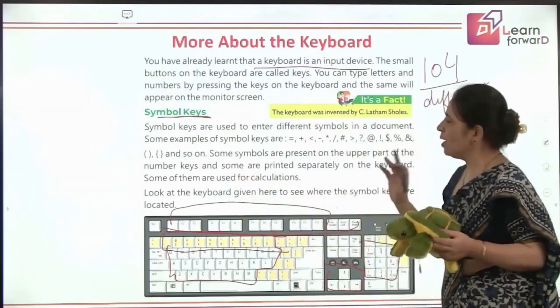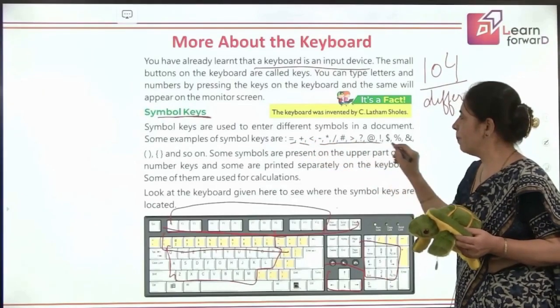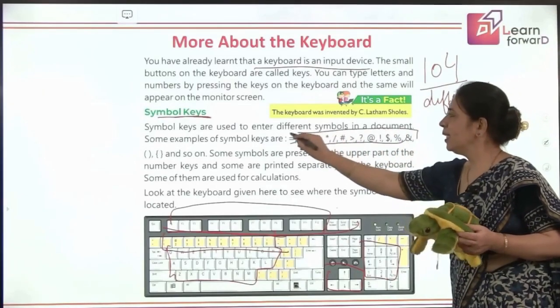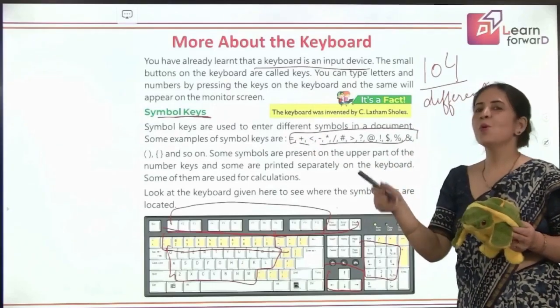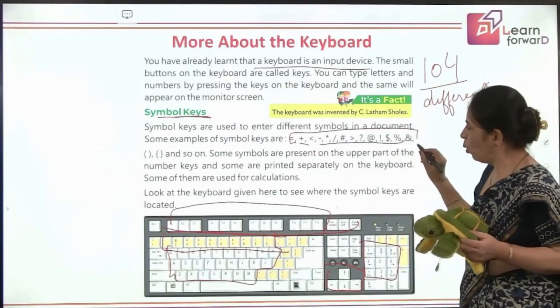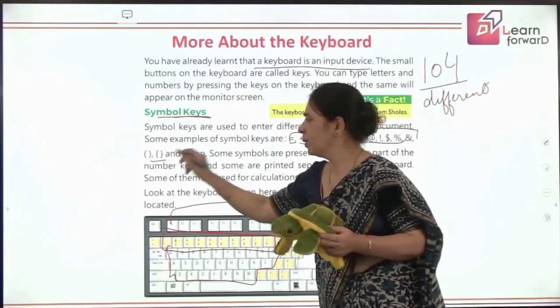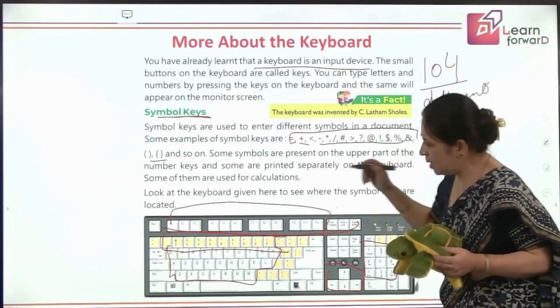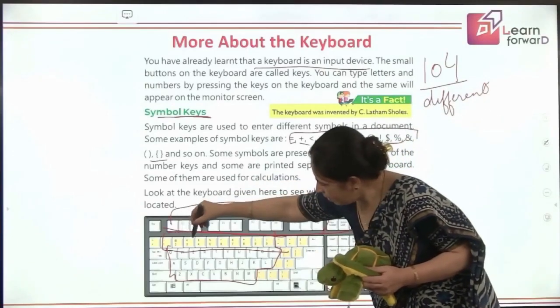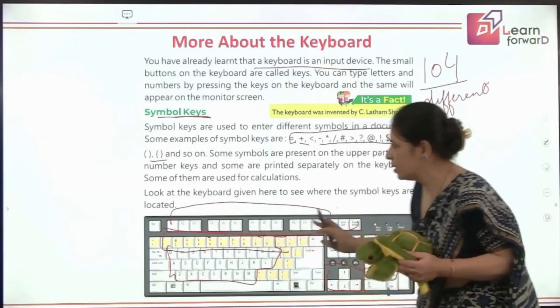So what are symbol keys? Could you see certain special symbols which are neither alphabets nor numbers? And these are also used whenever you are writing some documents. So to type these keys, they are available here just above the numbers, right?